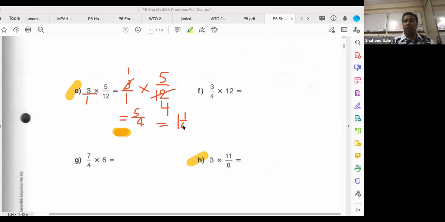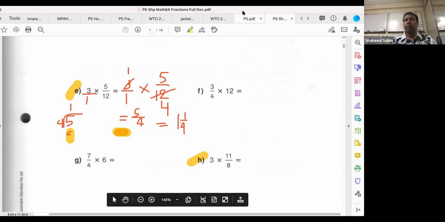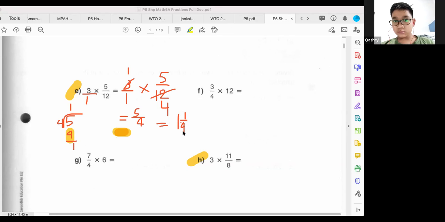So 1 1/4. How to get 1/4? I show you again. I put a 5, divide by 4. Then after that, down here get 1, down here get 4. Then you minus, you get 1. So it's 1 whole. Remainder is 1 over 4.